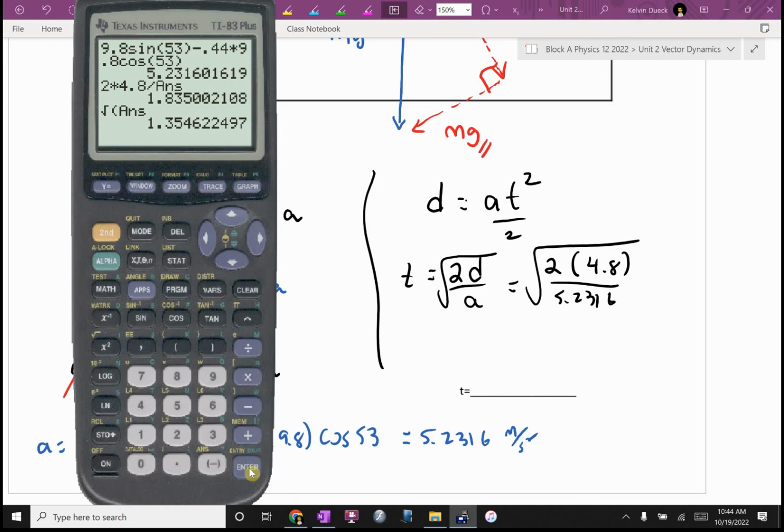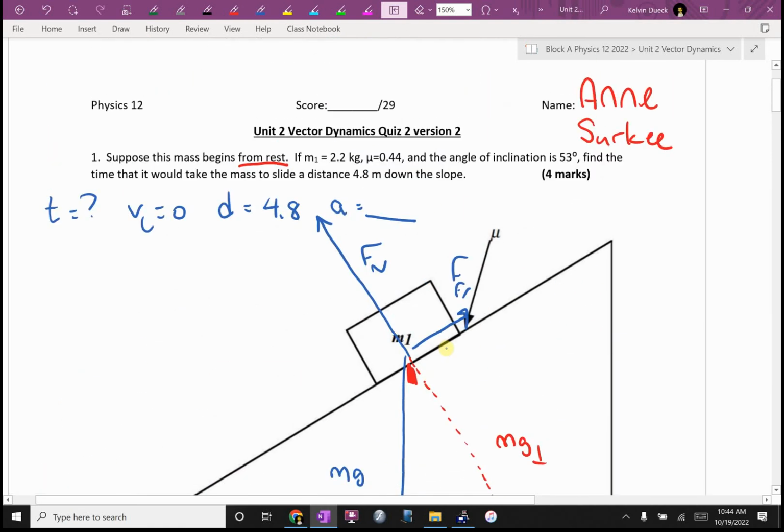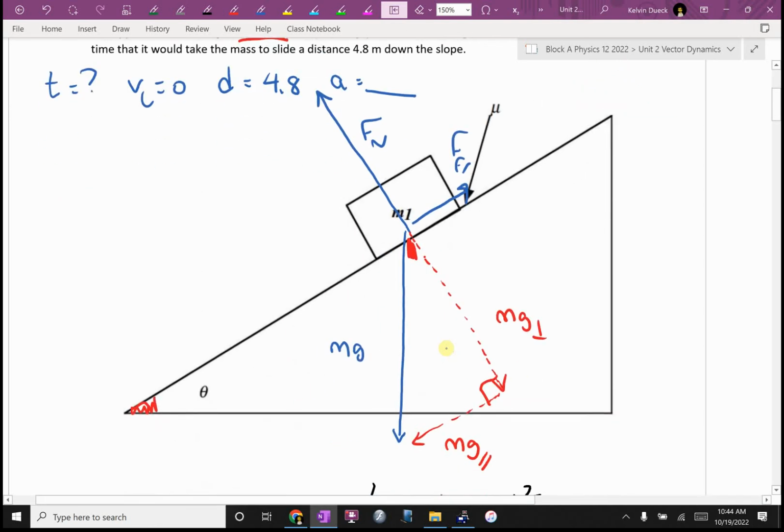Now, because it's 1.35, I would probably accept 1.34, 1.36. The third sig fig, as long as you're within 1, I'm good, but we should be matched on the first 2 sig figs for sure. So, 1.35 seconds. If you got that, first of all, this question on your test would be worth 7 marks, so I can give out lots and lots of part marks. But if you got that, 4 out of 4.